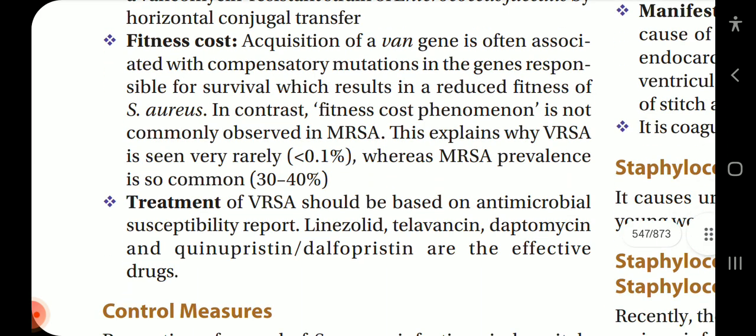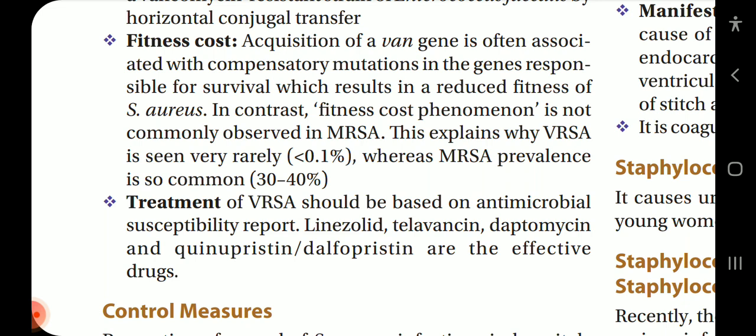Fitness cost. Acquisition of a VAN gene is often associated with compensatory mutations in the genes responsible for survival, which results in reduced fitness of Staph aureus. In contrast, fitness cost phenomena is not commonly observed in MRSA. This explains why VRSA is seen very rarely, less than 0.1%, whereas MRSA prevalence is so common, 30 to 40%.